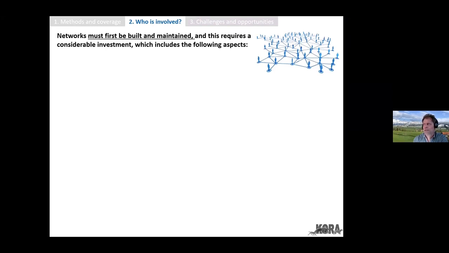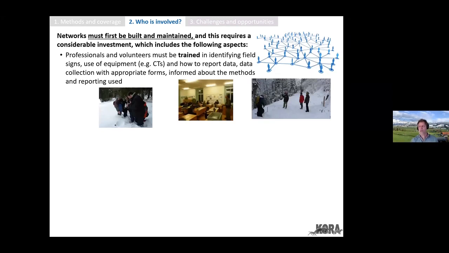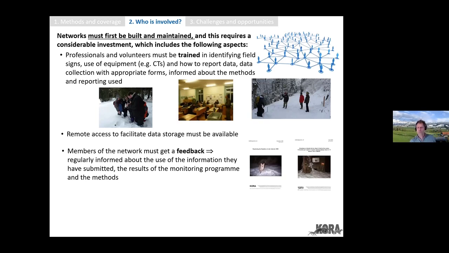So what is required to maintain a monitoring network? What is important is, of course, that professionals and volunteers must be trained in identifying field signs, use of equipment, how to collect and report the data, which form should be used, and they should also be informed about the methods and reporting used. Then especially with camera trapping pictures, you need to have remote access to data storage. Then the monitoring network members need to get feedback. They should be regularly informed about the use of the data they have submitted, the results of the monitoring program and the methods.